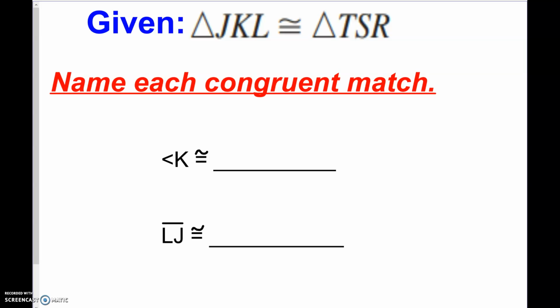All right, given triangle JKL is congruent to triangle TSR, name each congruent match. Well, angle K is congruent to, and let's look, angle K is in the middle. So what's in the middle over here? And we would say angle S. LJ would be from back to front. So we're going to have RT, not TR. You must put them in the correct way. So if they said LJ, then you need to say RT, and don't forget your segment mark above it. So make sure you get the corresponding parts in the correct place.